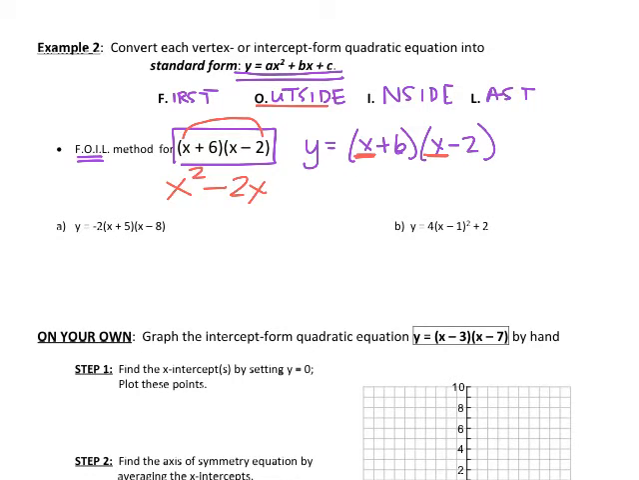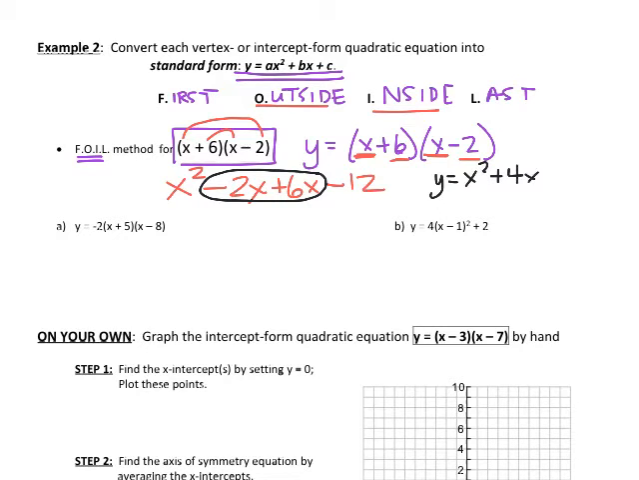And then I'm going to do my inside. Positive 6 times x is 6x there. And then my last 2 have to be multiplied together. Positive 6 and negative 2 is negative 12. And now I'm going to combine the things that are alike to try to simplify this statement. So my final new form, or my standard form, when I put it back into standard form, is going to be x squared plus 4x minus 12.